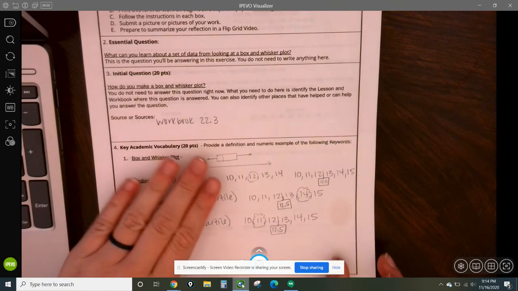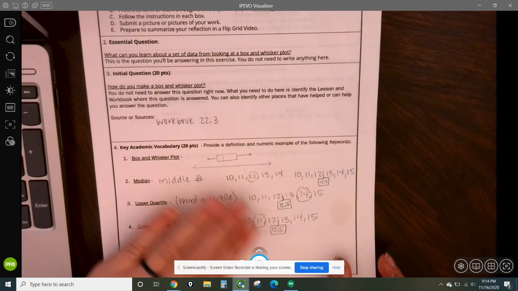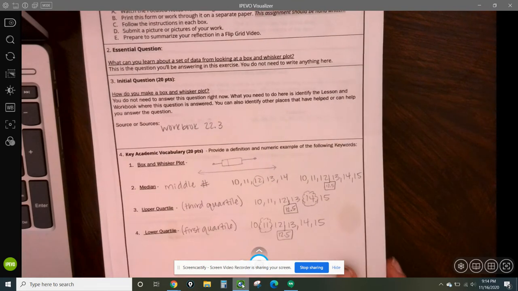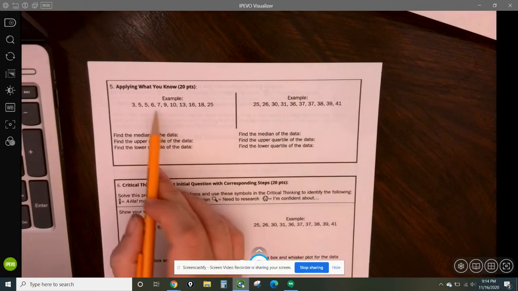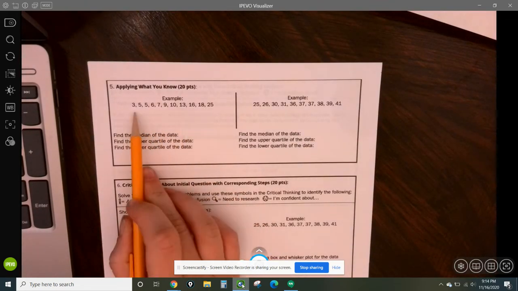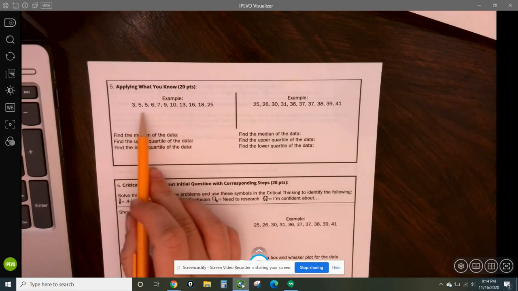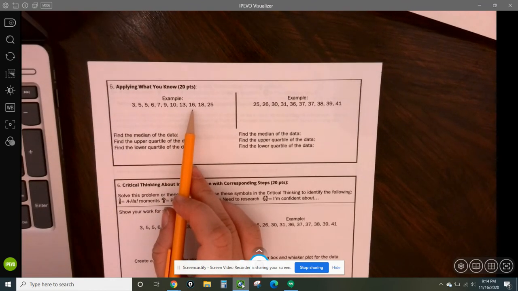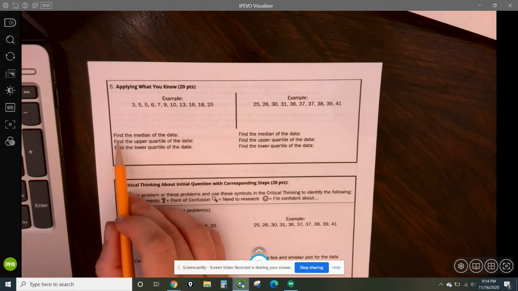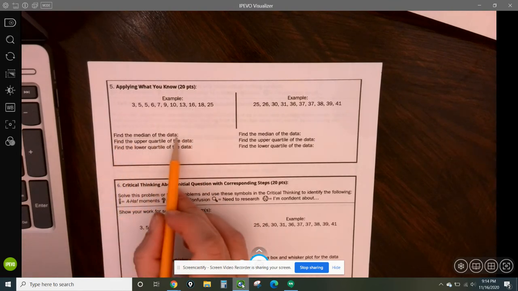Okay, so these are all the important things that you have to know how to find in order to make a box and whisker plot. Okay, so applying what you know, here's an example of numbers. And notice how they're already in order from least to greatest. If they're not in order from least to greatest, you need to put them in order from least to greatest first. Okay, so what they asked us to do is find the median of the data.